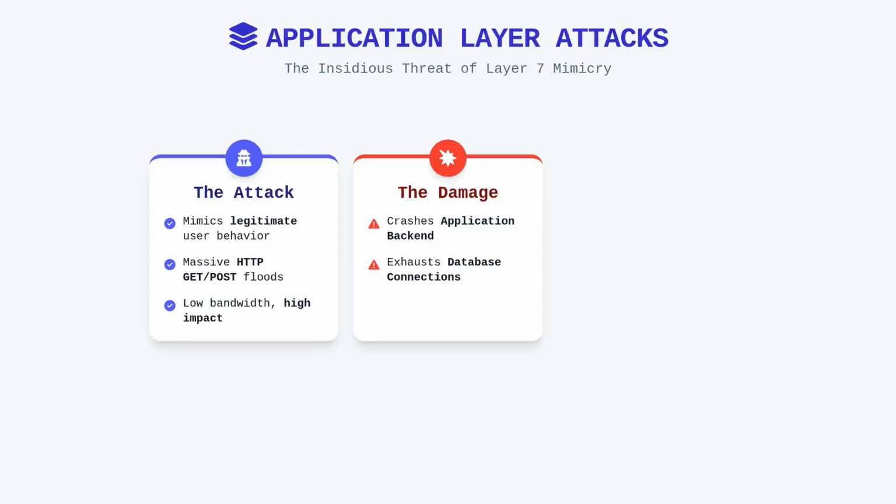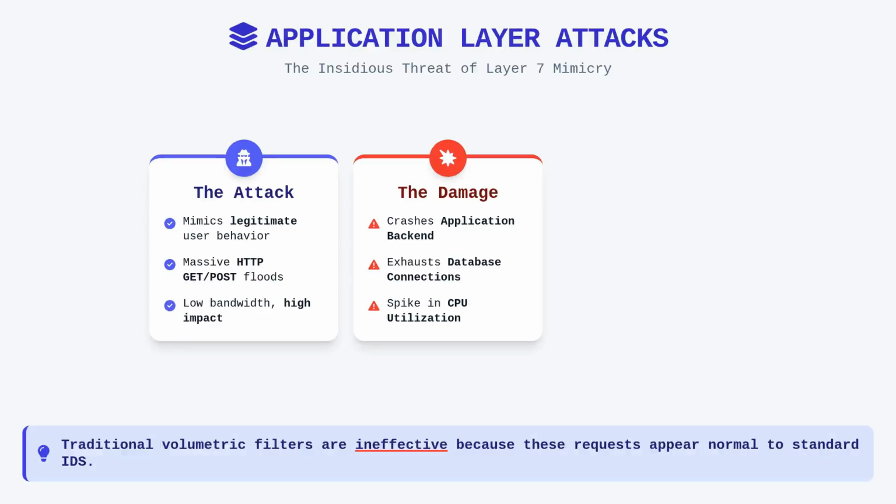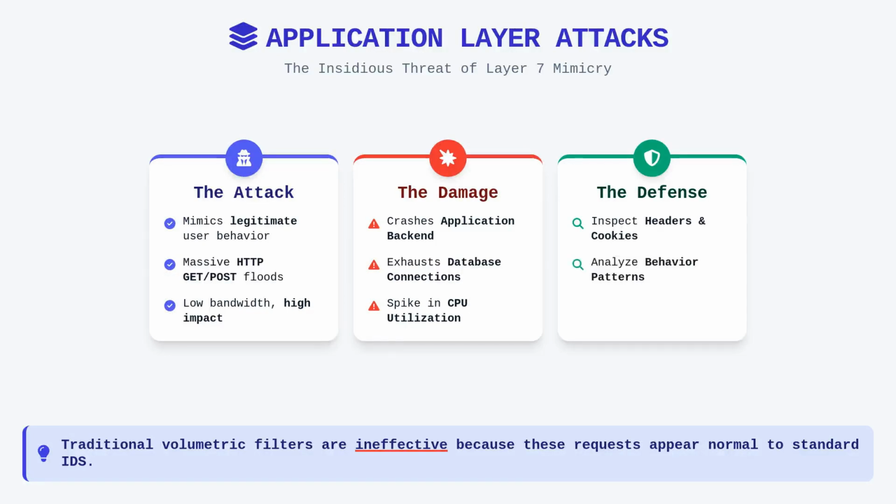Because these attacks require relatively low bandwidth to be effective when targeted at heavy backend processes, they bypass traditional volumetric filters. Protecting against these necessitates advanced traffic analysis that inspects headers, cookies, and user behavior patterns to identify anomalous request rates. When you see a sudden, inexplicable jump in CPU utilization on your database server, you're likely looking at the results of an application layer flood.